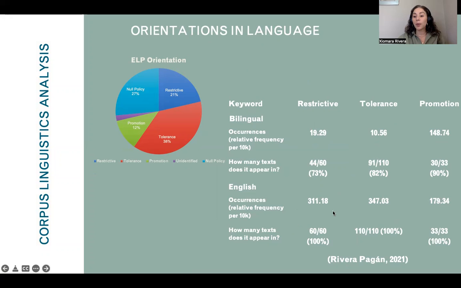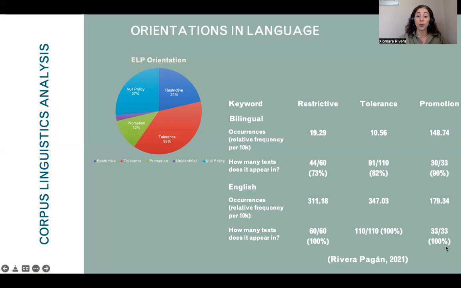However, it is important to notice that restrictive and tolerance have over 300, and promotion had far less compared to both restrictive and tolerance. It's also really important to notice that the difference between the use of English and the use of bilingual within restrictive and tolerance is far greater than the difference between the use of English and bilingual in promotion orientation. The same thing with the dispersion.